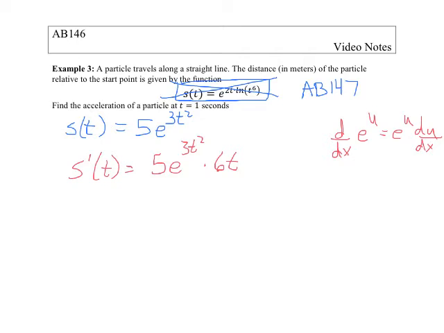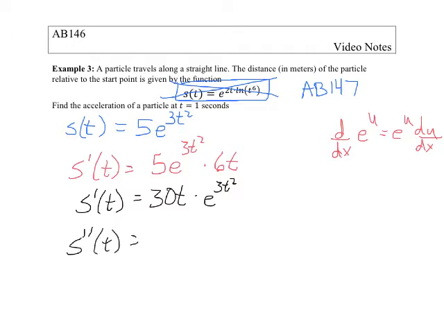Now that's just our velocity, but we want acceleration, so we're going to need to find the derivative of our velocity. So real quick, I'll write this as 30t times e to the 3t squared. So now if we want to take the derivative of that, we're going to actually have to use the product rule. So the product rule tells us that we take the derivative of the first, and then we multiply it by the second, and to that we add the first times the derivative of the second. And there we have our second derivative.